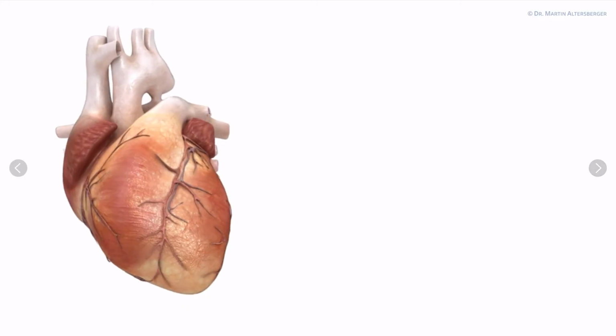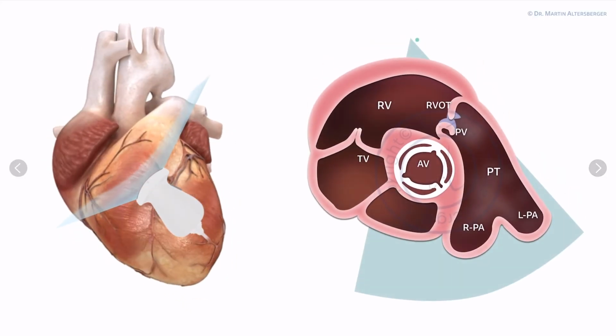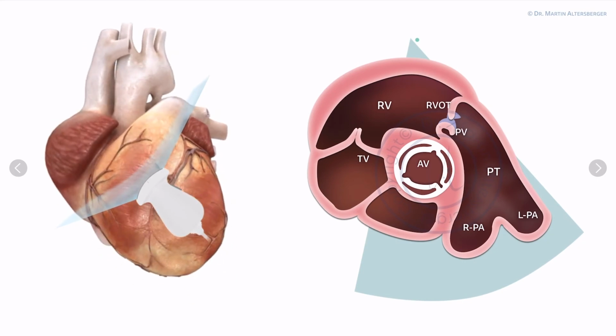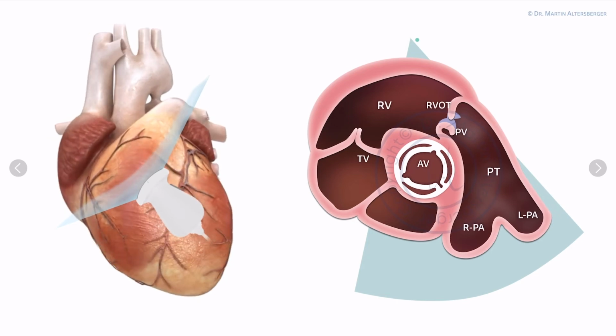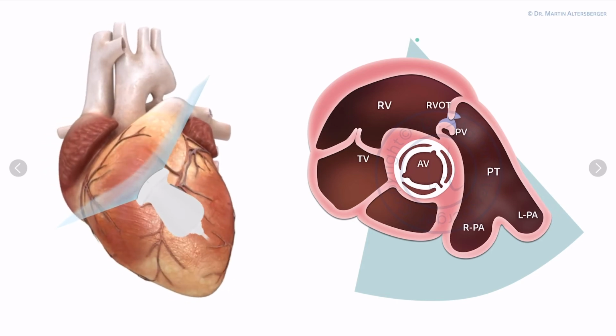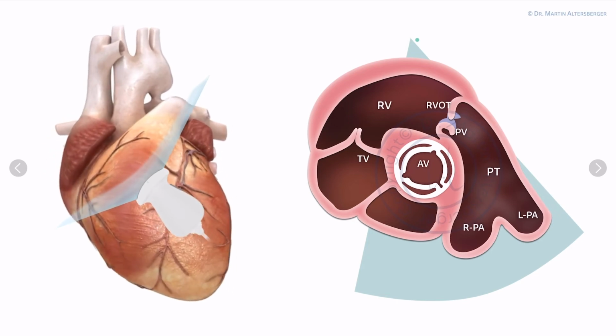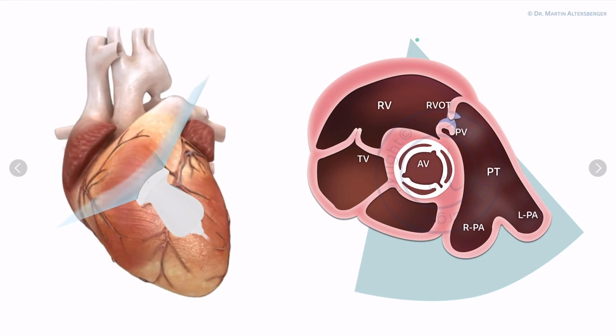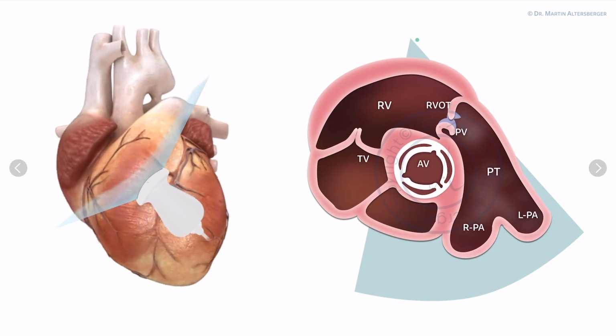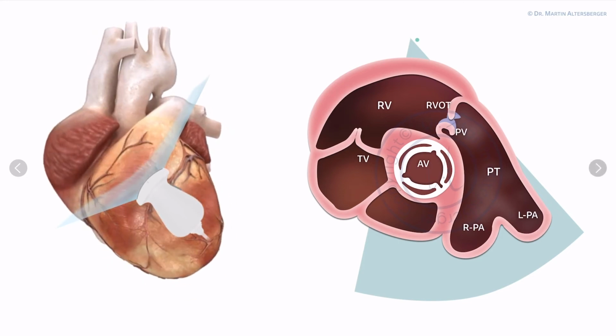In this video, we will focus first on the pulmonic valve and the pulmonic trunk. Now we need this specific view. You have seen this view in the previous videos. If you do not remember, simply click the box up there. So what do we do with this view of the pulmonic valve, the pulmonic trunk and the RVOT?